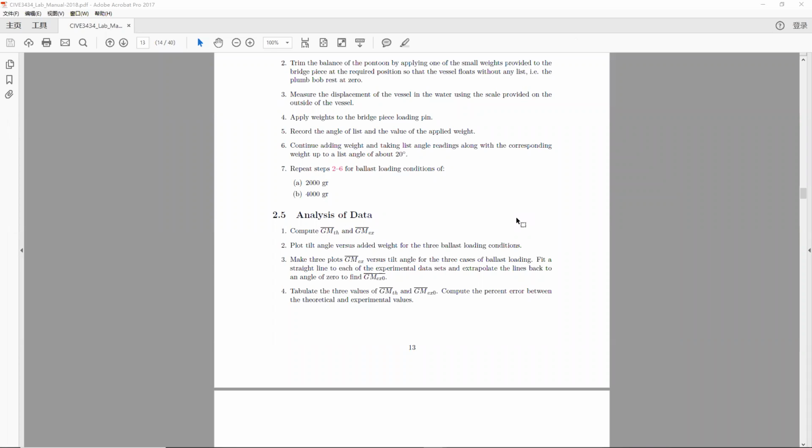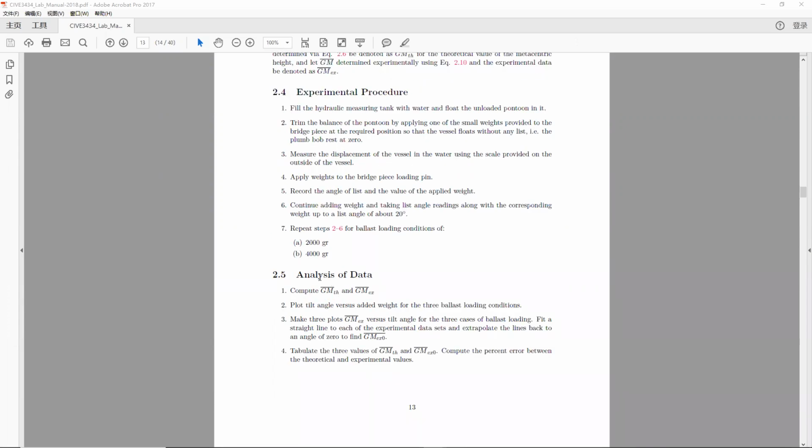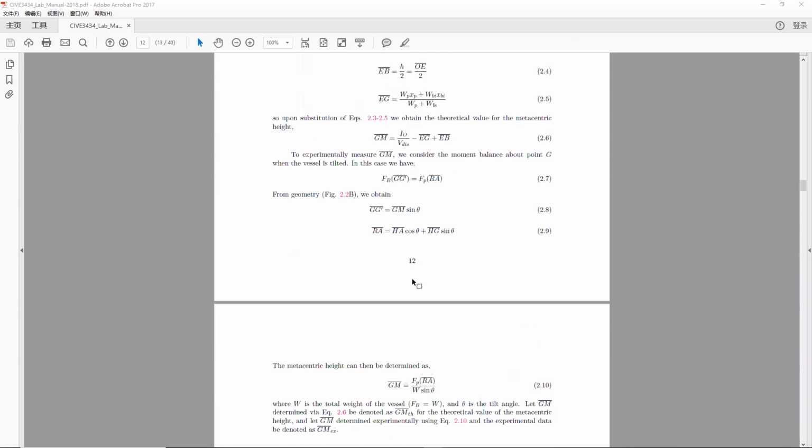Okay. Some students asked me if I can talk a little bit more about the analysis of data. So let's just start from the data analysis. The first one is to compute GM theoretical and GM experimental. The GM theoretical is just the equation.